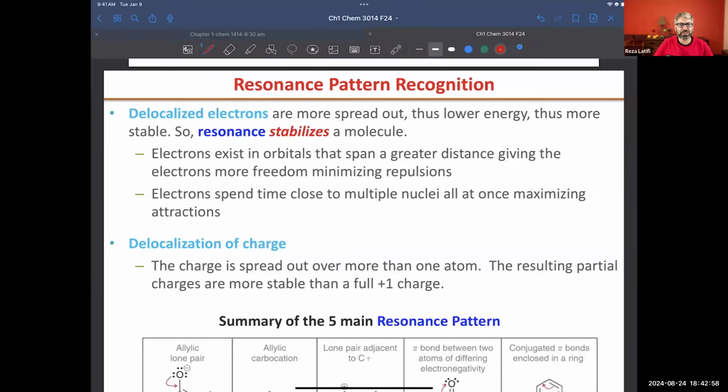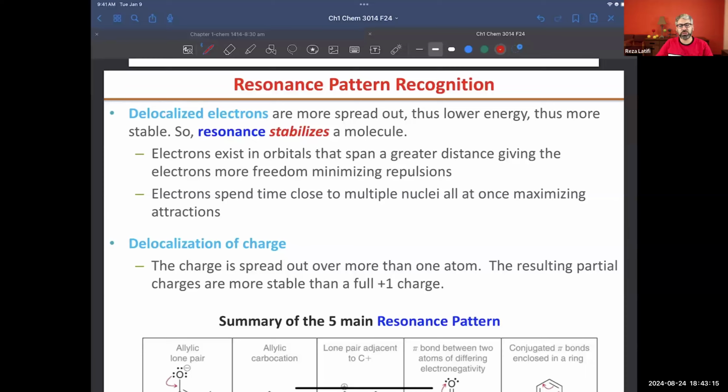Welcome back to another lecture. In this lecture, we will be talking about resonance structures. Anytime we're talking about resonance, that means there is a bond, or a positive charge, or negative charge, or let's say a double bond, that keeps changing position.